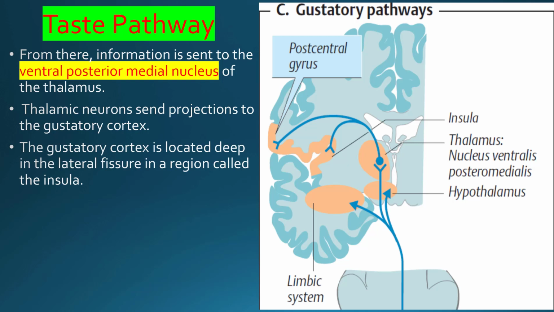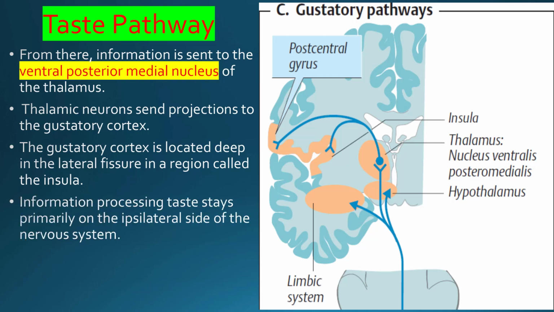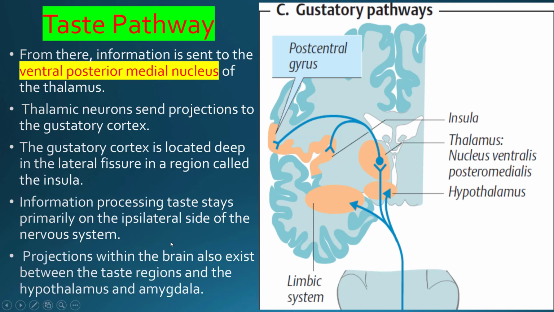From here you can see that projections are then sent to the gustatory cortex. The gustatory cortex is located deeply in the lateral fissure in a region called the insula. This is the gustatory cortex and it is located here, and this area is called the insula. Information processing stays primarily on the ipsilateral side of the nervous system. This is the taste sensation which is sent to the higher center, the gustatory center. Initially they are located ipsilaterally, but projections within the brain also exist between the taste region and the hypothalamus and amygdala.